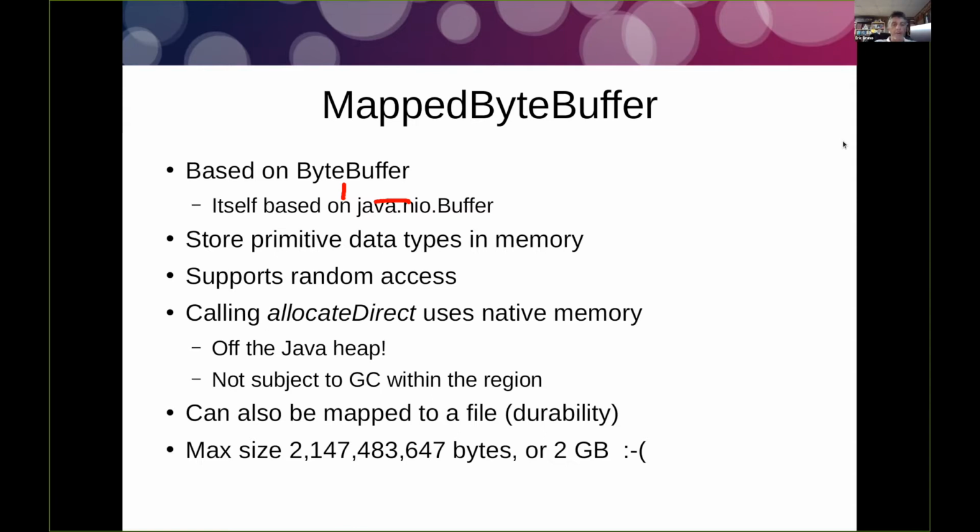It's based on byte buffer, which is itself a Java NIO class built on buffer, extends buffer, I think it's an interface. It allows you to store primitive data types in memory. That could be the heap, right? And it also supports random access, but you can call allocate direct and it uses native memory.